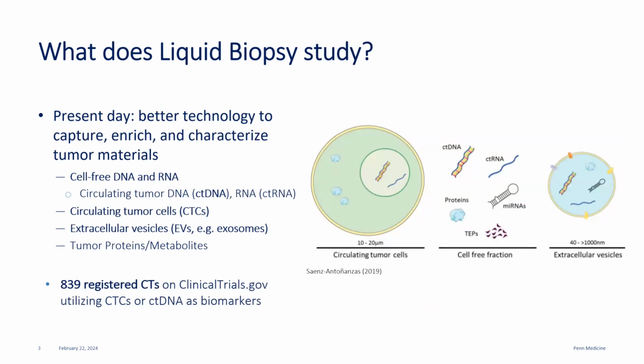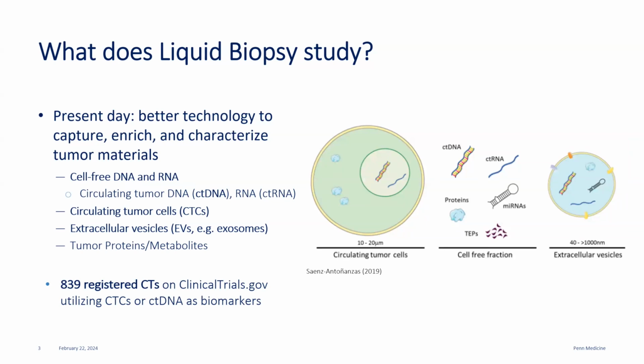Fast forward to the present day, we're now able to study a bigger panel of liquid biopsy biomarkers thanks to improvements in detection technologies. This includes circulating tumor DNA or RNA, which, as we mentioned a moment ago, is a subset of all peripheral cell-free DNA. There are also circulating tumor cells or CTCs, extracellular vesicles such as exosomes, and tumor proteins and metabolites.